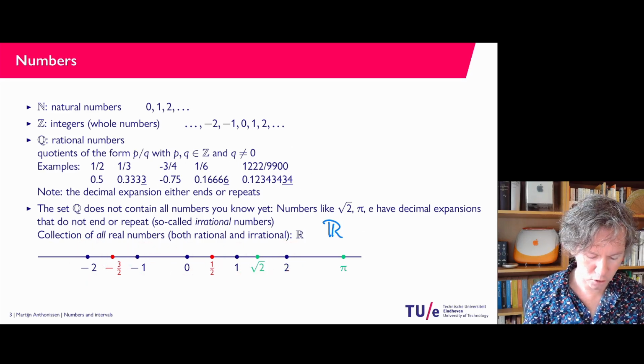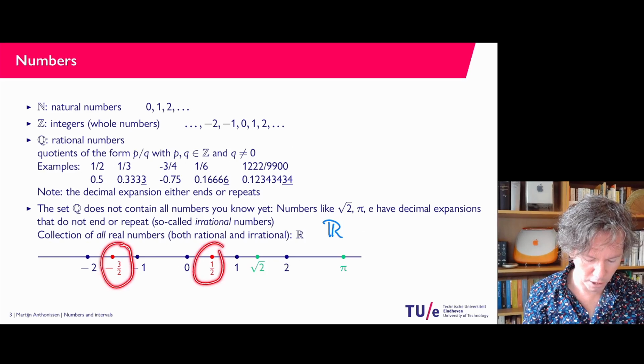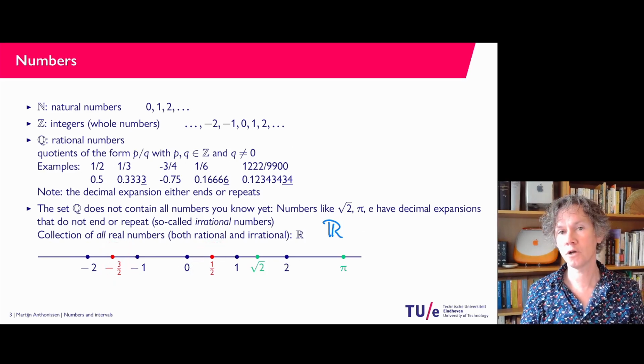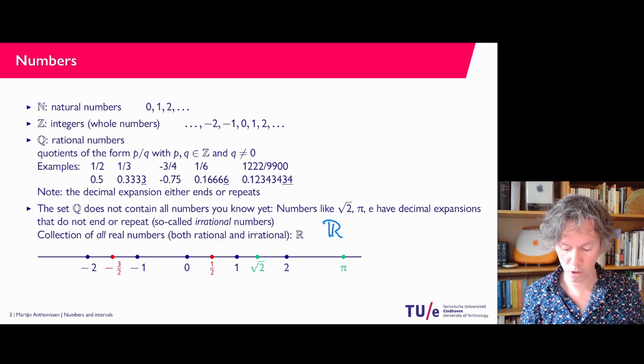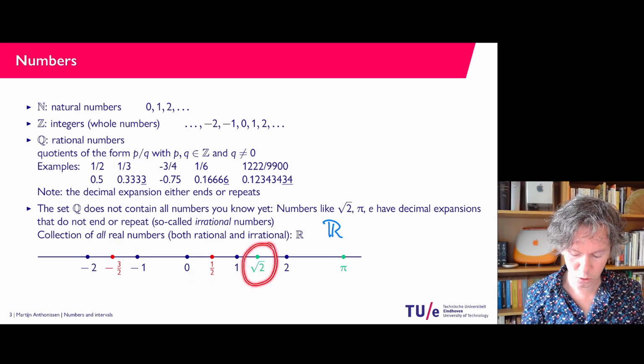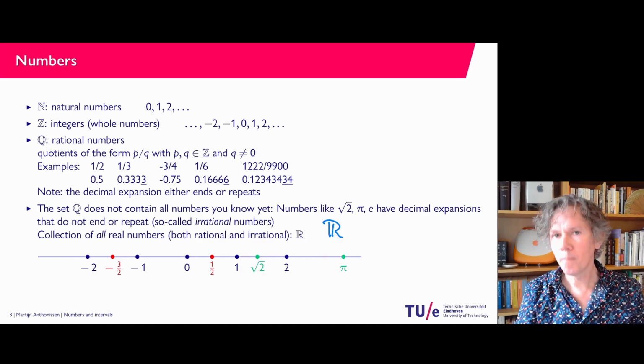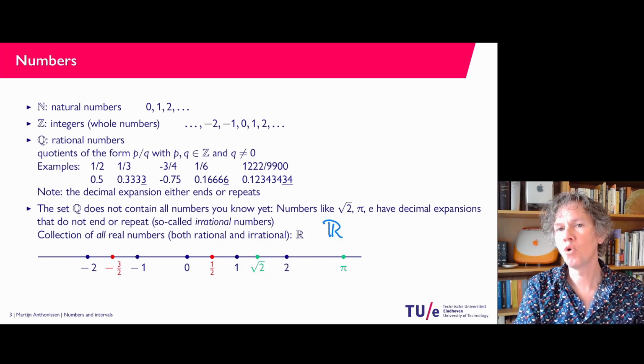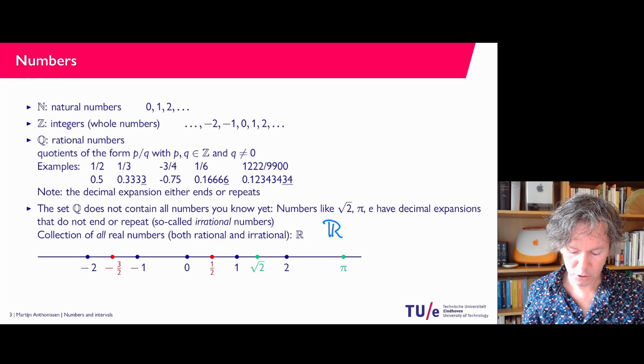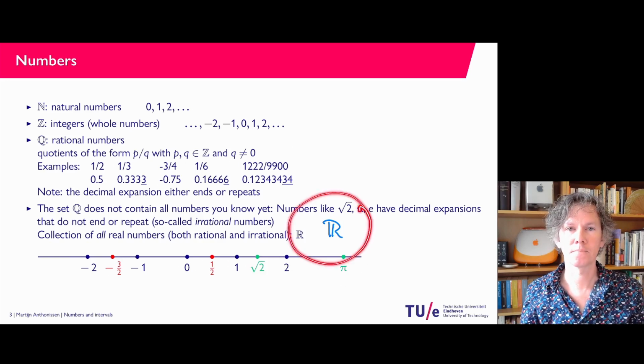Then we have fractions like -3/2 and a half here. And also there are the irrational numbers, or a couple of them here. So there is the square root of 2, and there is pi. And of course there are many more numbers. So all the numbers that you know, that you normally work with, that is the collection R.